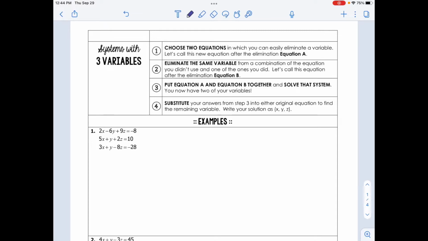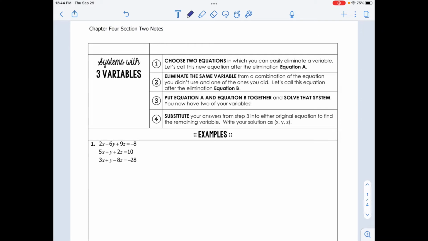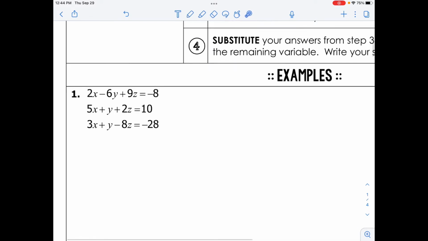Mr. Rushka here. Today, in these 4.2 notes, we're going to talk about solving systems of equations with three variables. Before, we solved systems of equations where there were two equations and two unknowns, two variables. Now we're going to solve systems that have three variables and three unknowns. So here's how we do that.